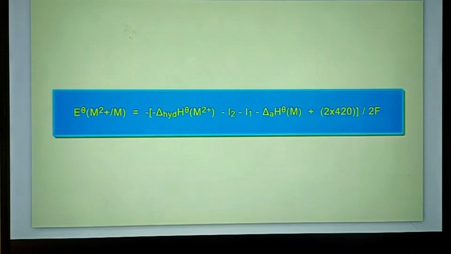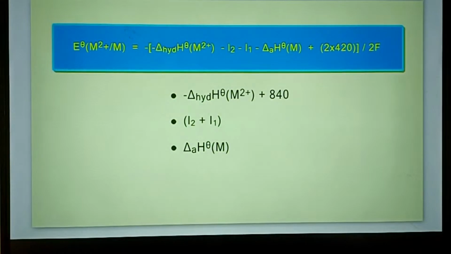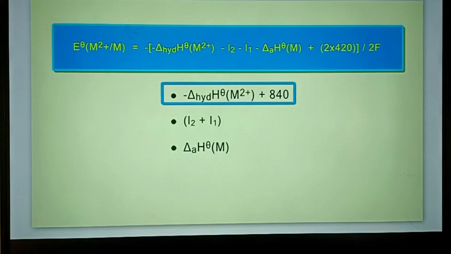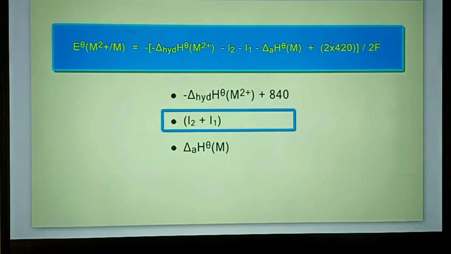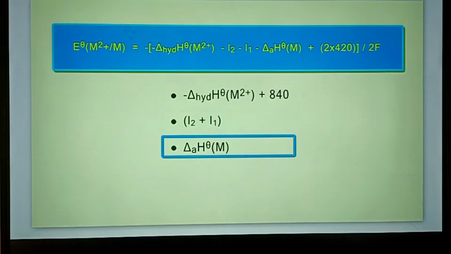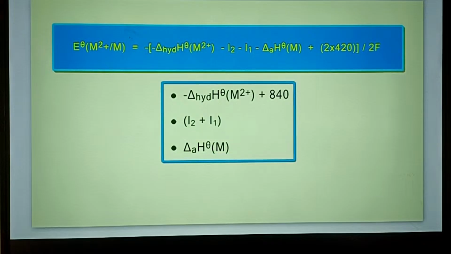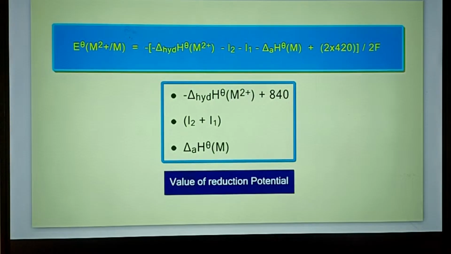The M2+ to M reduction potentials have enthalpic contributions from the terms in the equation shown here. The equation indicates that the magnitude of the reduction potential is governed by the values of three relatively large terms: the negative enthalpy of hydration of M2+, the sum of the first and second ionization enthalpies, and the smaller term, the enthalpy of atomization. The interplay between these three terms decides the value of the reduction potential.